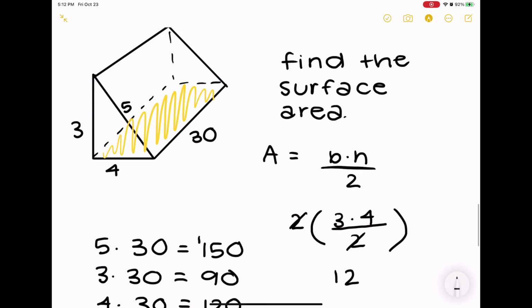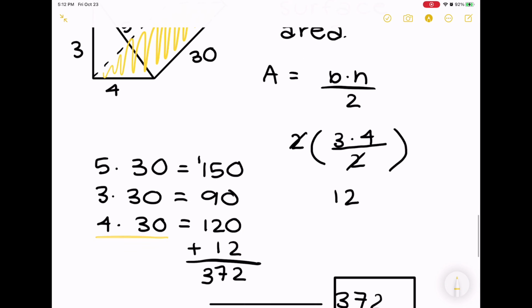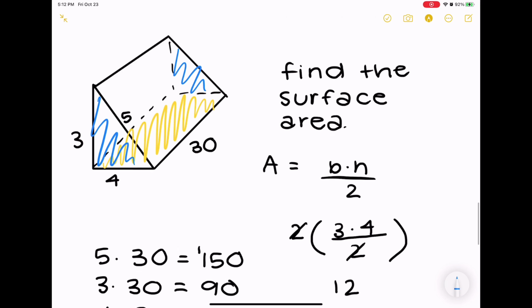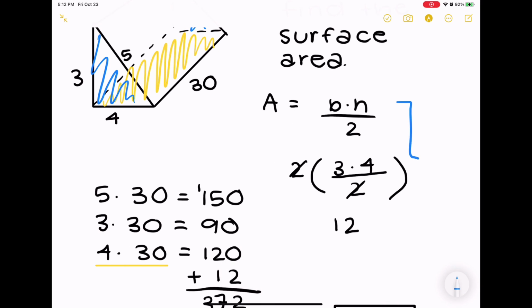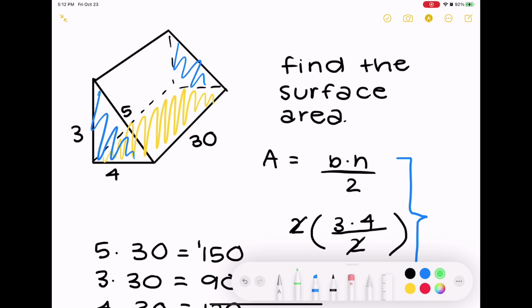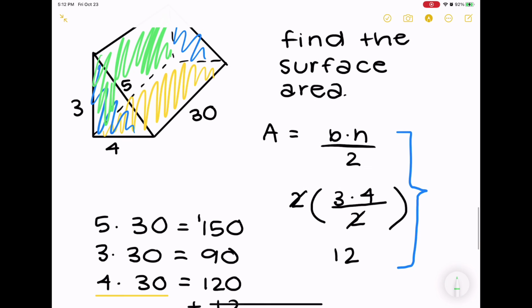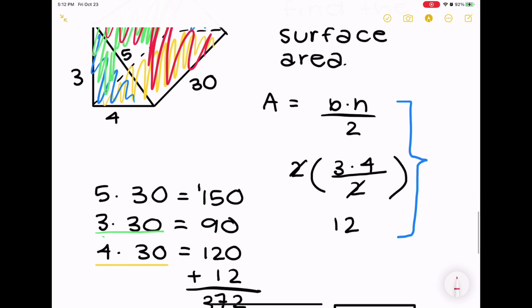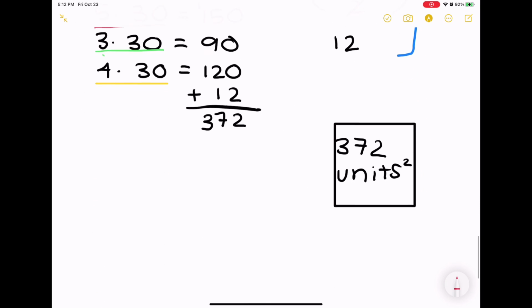So we're going to do a very similar thing, and I'm just going to go ahead and correspond. So this part, I just drew a kind of bracket. It applies to the triangles. The back green one applies to the 3 by 30. The yellow one obviously applies to the 4 by 30, and the red one applies to the 5 by 30.